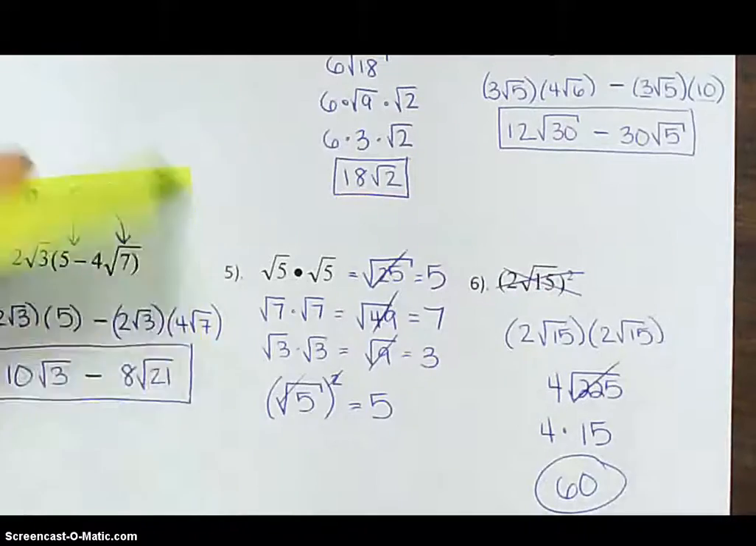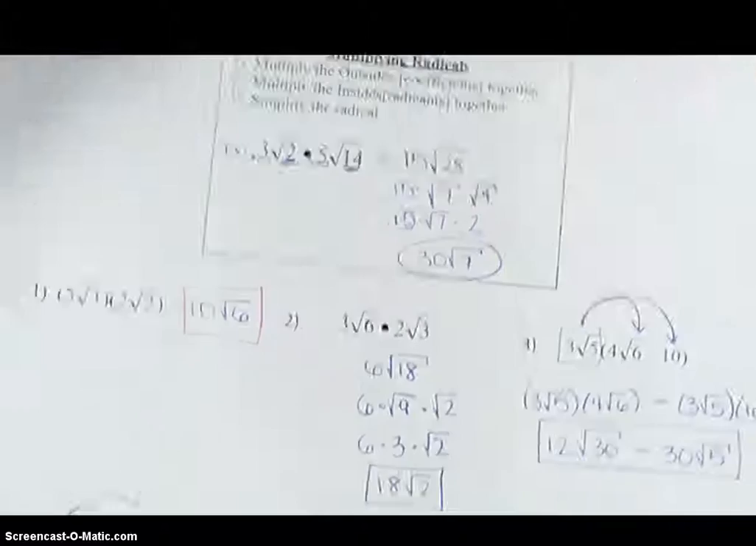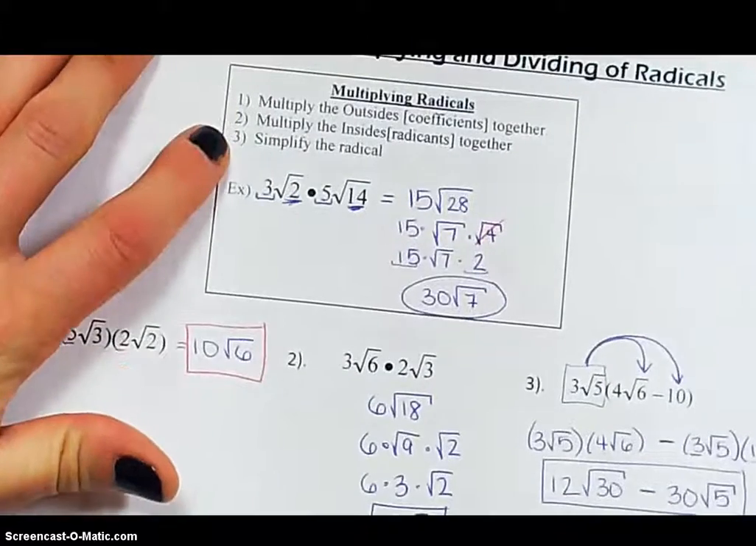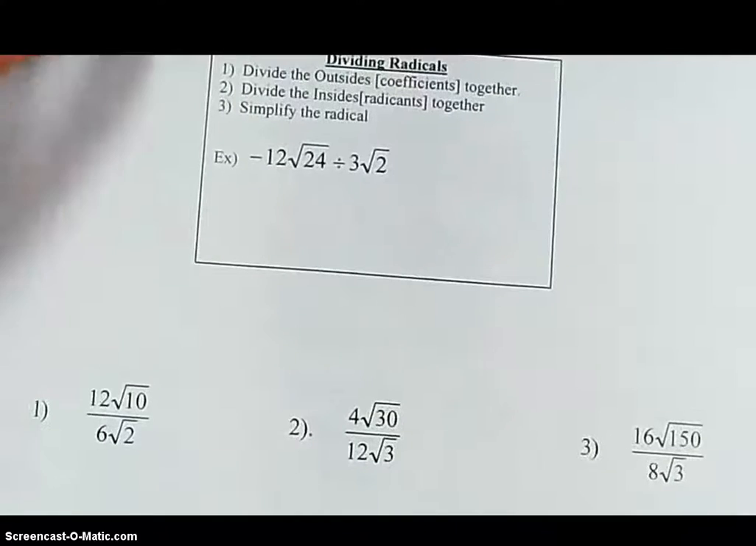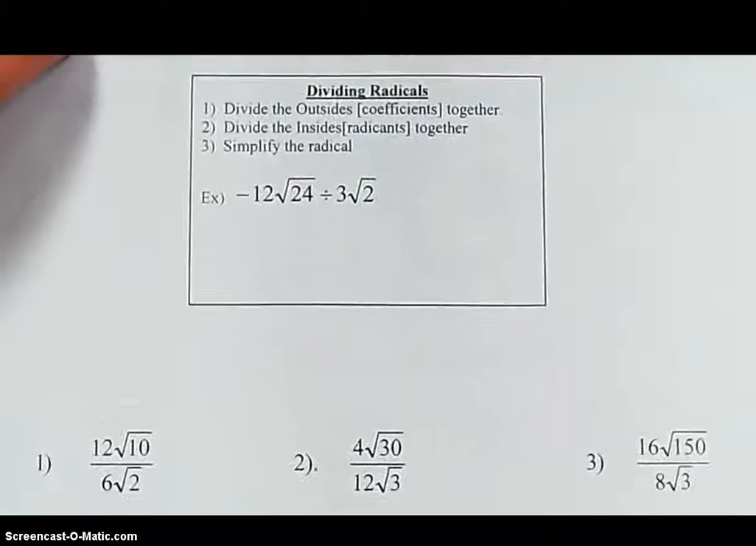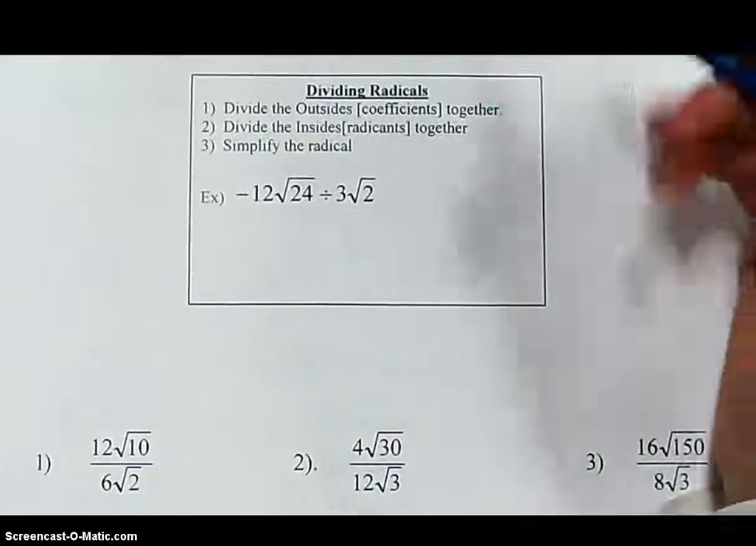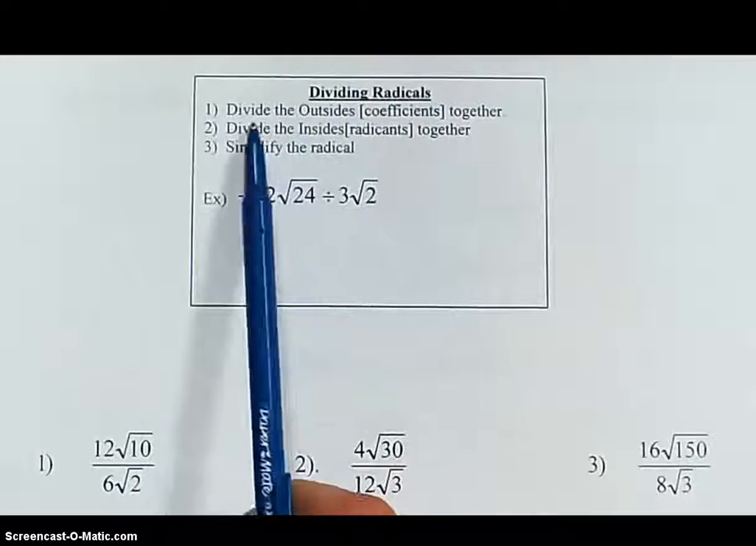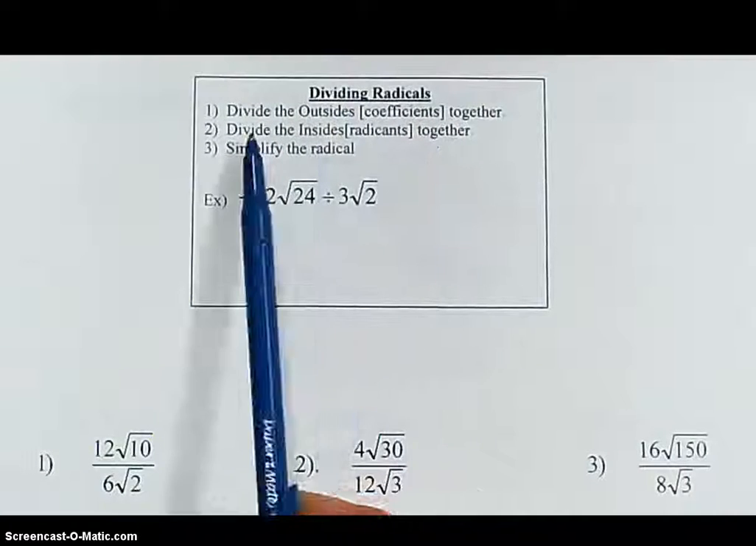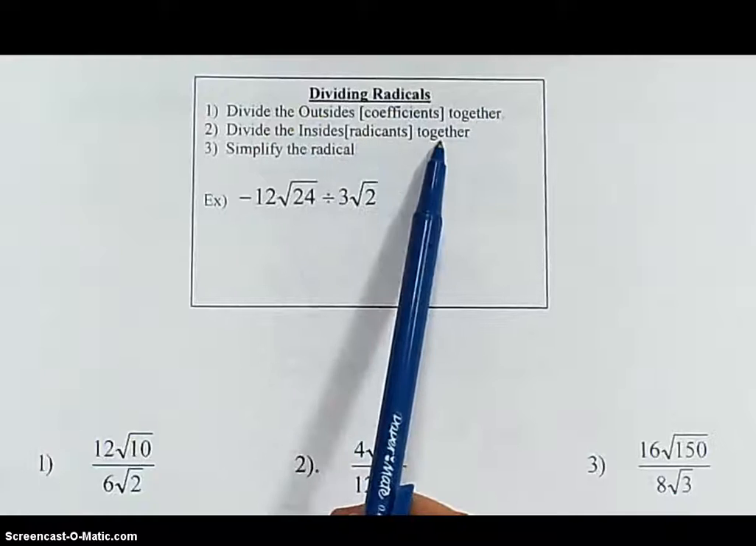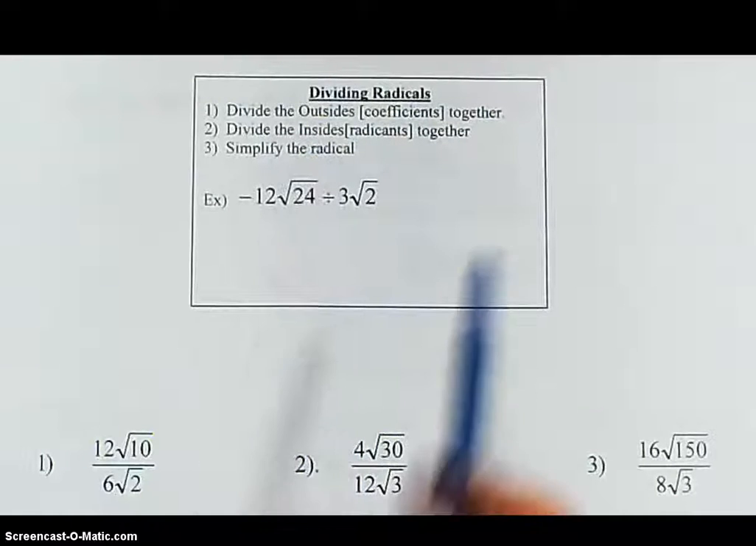All right, ladies and gentlemen, that is multiplying. Remember, you multiply first, simplify last. So let's flip it over now and spend the rest of our time talking about dividing our radicals. Now dividing is very similar to multiplying. You divide the coefficients together, divide the radicands together, and then simplify at the end.